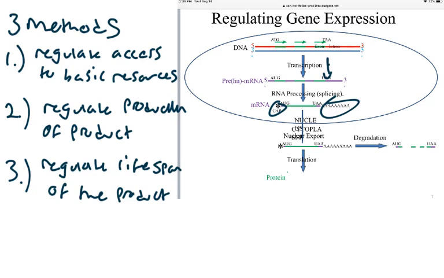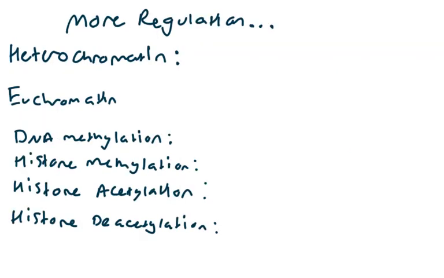But once this mRNA is out in the cytoplasm, it has two destinations. It can either be degraded, or it can go to the ribosome and be translated into protein. So again, these are three different ways we can regulate gene expression within eukaryotes. And as you guessed, there are more methods of gene regulation. But these are going to be more specific to covalent modifications and things like that of our DNA and the machinery that packages our DNA up.